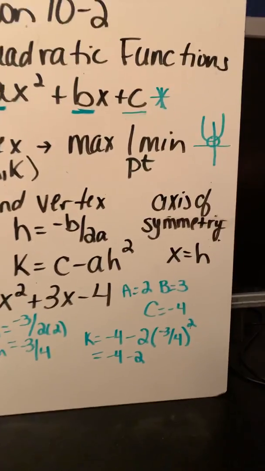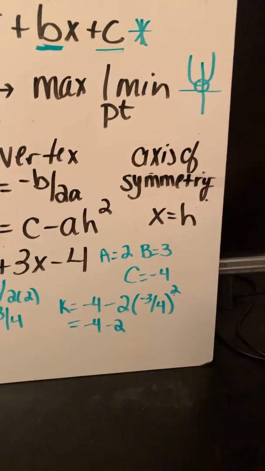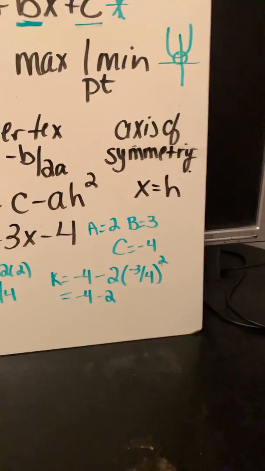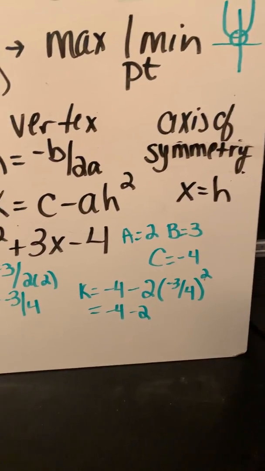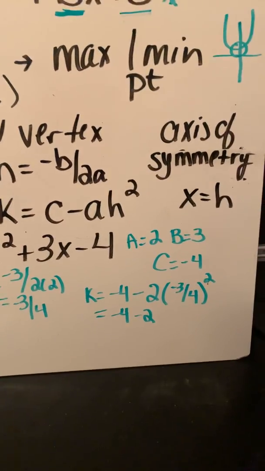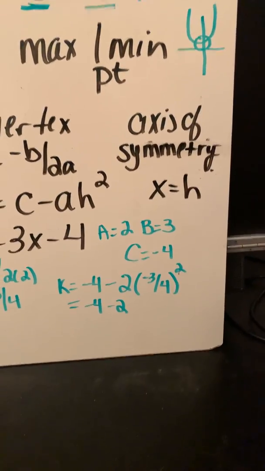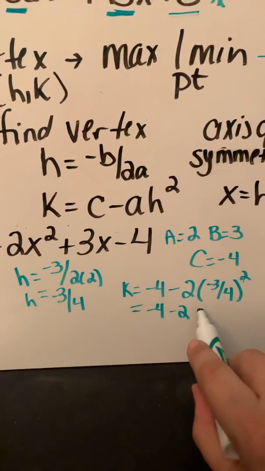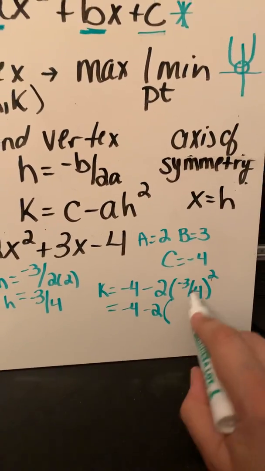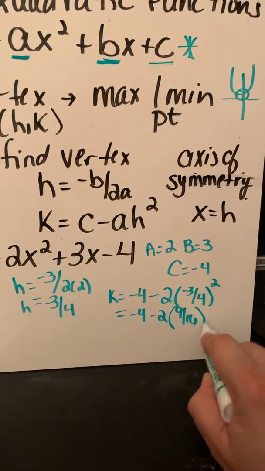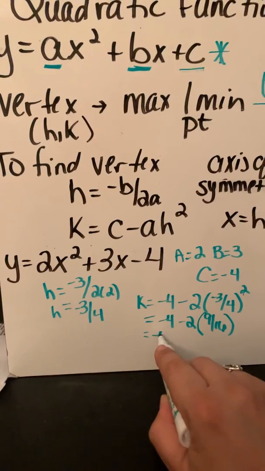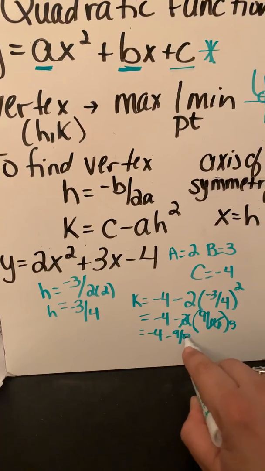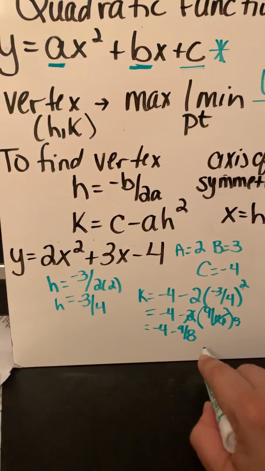When we're squaring a negative number, what happens to it? It becomes positive. So negative 3/4 is going to become a positive 9/16. Again, when you square a negative number, it becomes a positive. So that's negative 4. 2 goes into 16 8 times, so negative 9/8, because that negative comes on through.